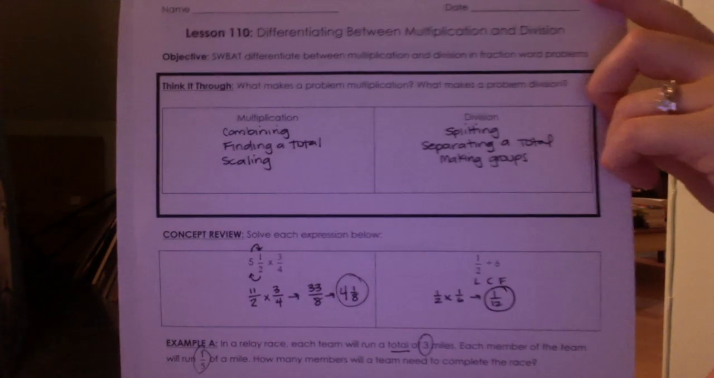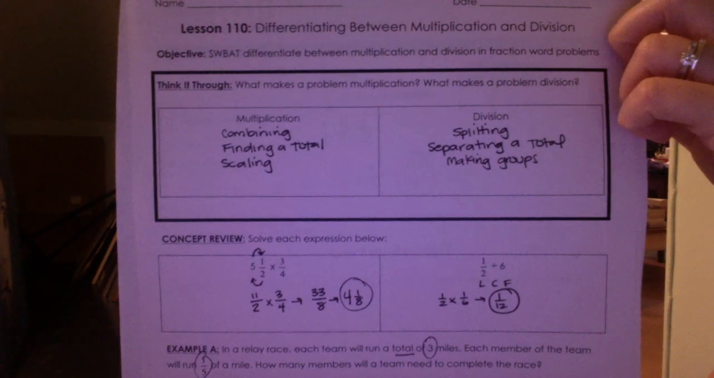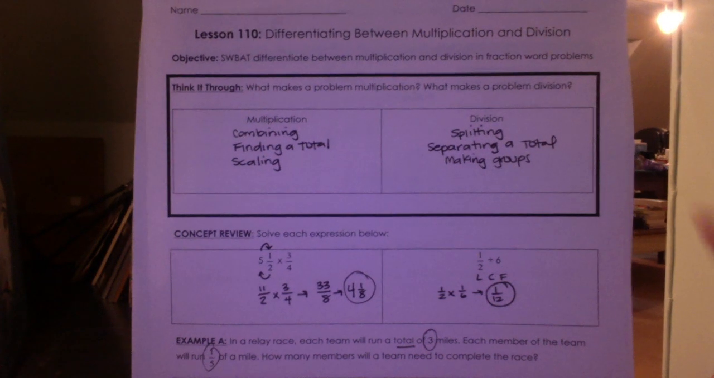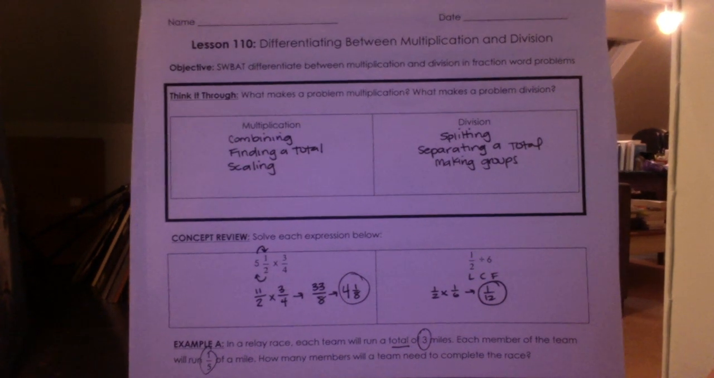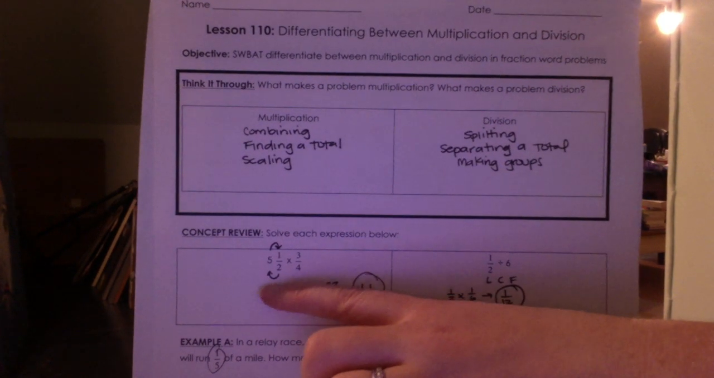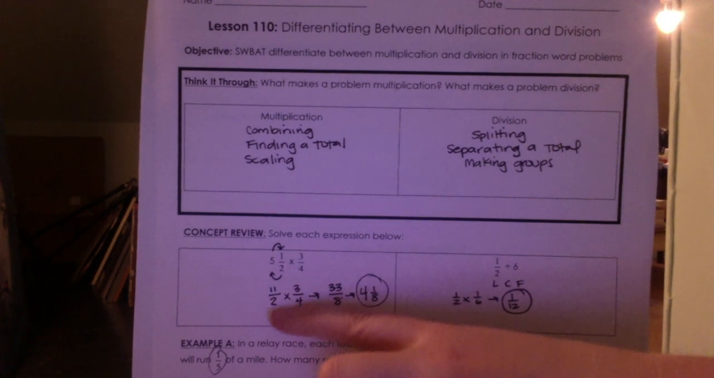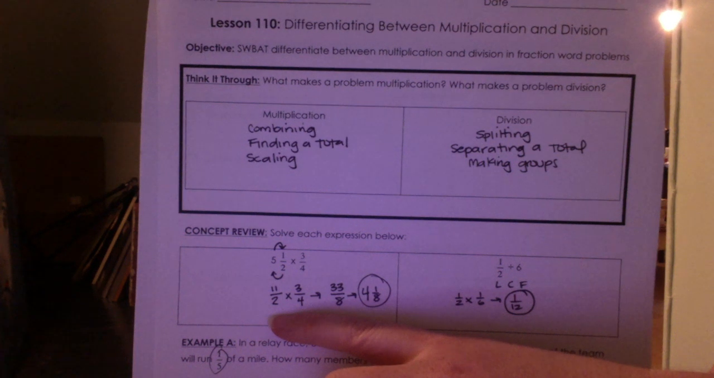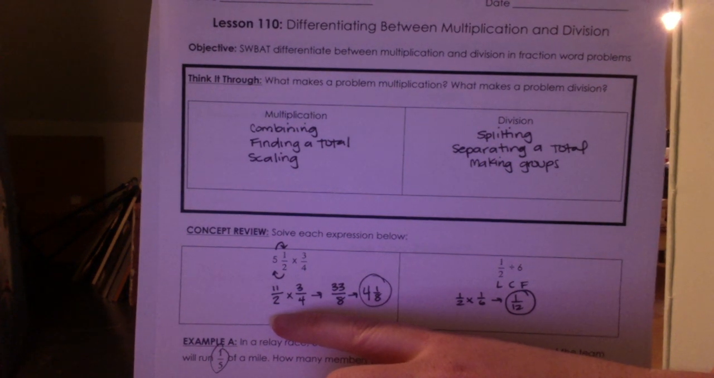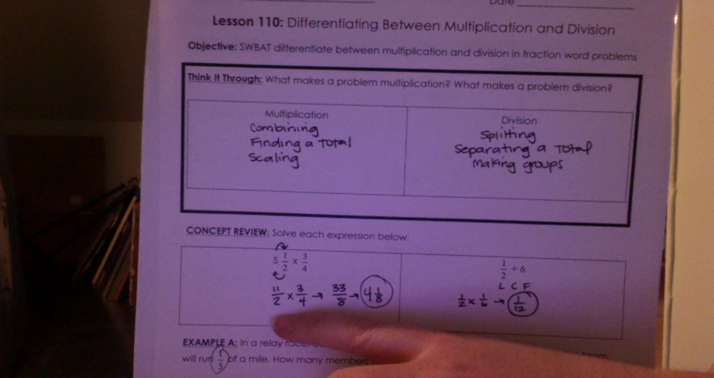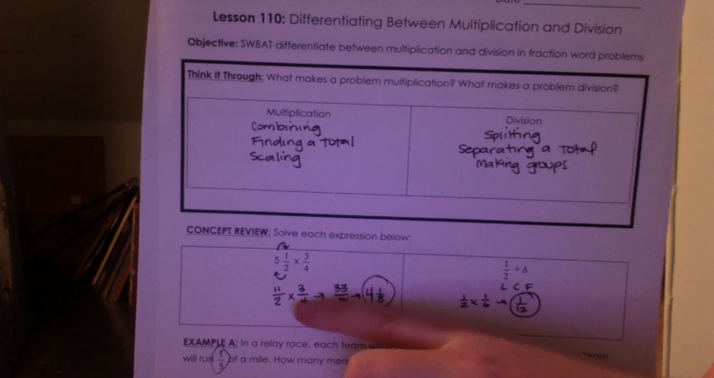So just very quickly, a concept review. For multiplying with fractions, it's really simple. You just multiply straight across. The only time you have to do an extra step is when you've got a mixed number, like in this case, 5 1/2 times 3/4. You need to turn that mixed number into an improper fraction. So you're going to turn 5 1/2 into 11 over 2, and then multiply straight across times 3/4.